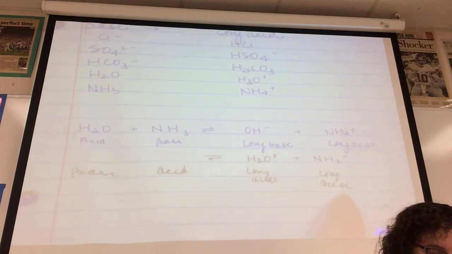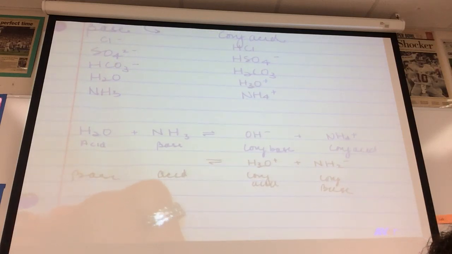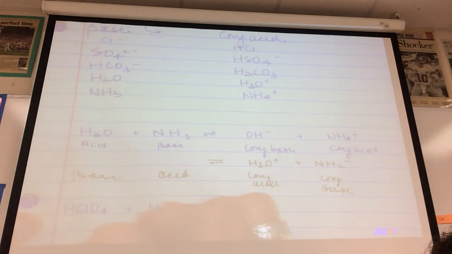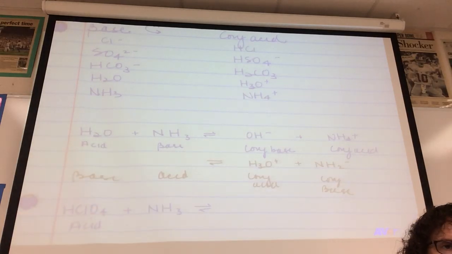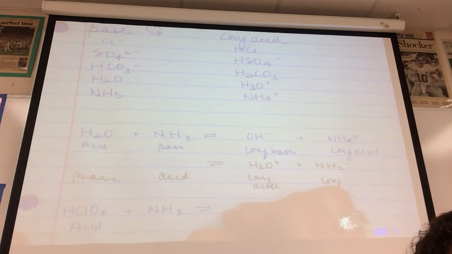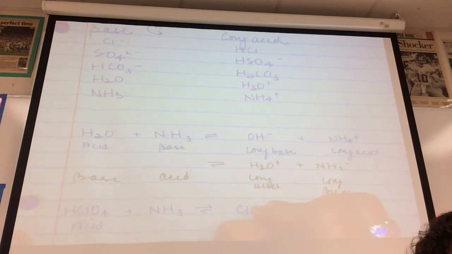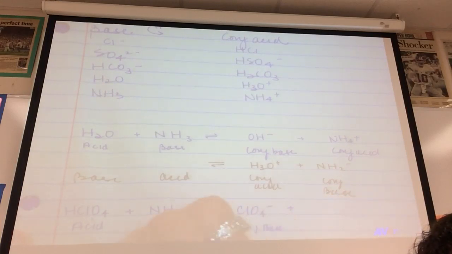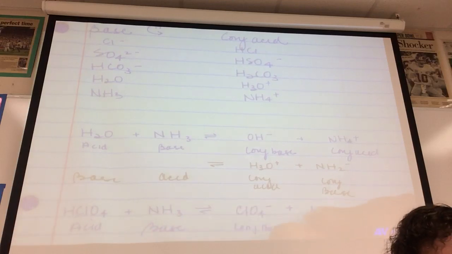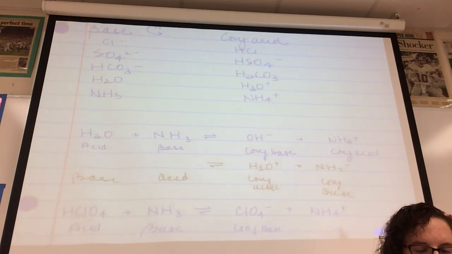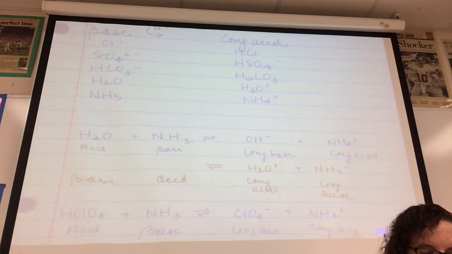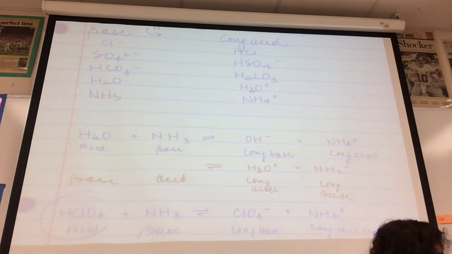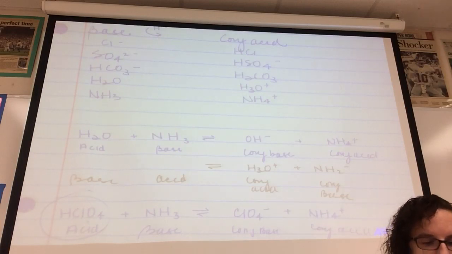But if, for example, you had perchloric acid and ammonia, this species must be an acid. It doesn't have the ability to gain another proton, and we'll talk about why in just a minute. So this is perchlorate ion, and this is the conjugate base. Here's my base that's accepting the proton, generating the conjugate acid.